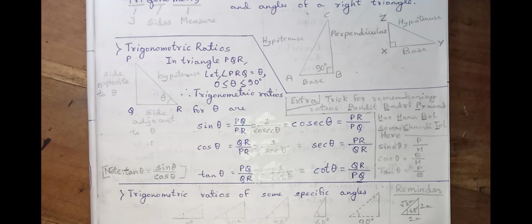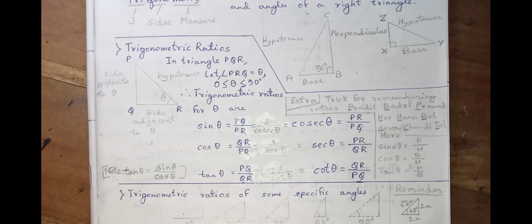Let's go ahead. Cos theta. Cos theta is the side adjacent by the hypotenuse, that is QR by PR. Going ahead, tan theta. Tan theta is the side opposite by the side adjacent. So here you can see tan theta is also equal to sin theta by cos theta.